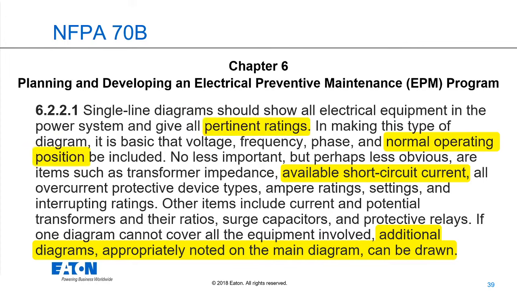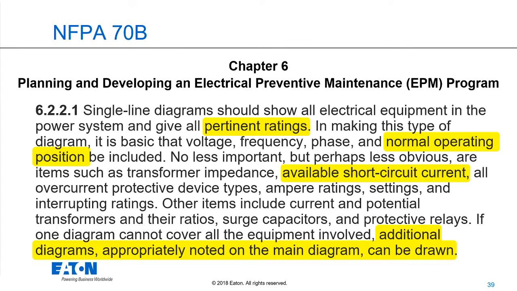So in 70B there is a specific section, 6.2.2.1, which is focused on the single line diagram, and it tells you what it should have on it. It should have all of the electrical equipment in the power system, and give any of the pertinent ratings. Now, that's a term that we use. You may find it very pertinent to put the impedance of a motor on the diagram for whatever reason in your facility, but it may not be pertinent for me to put the impedance of a motor on my one line diagram. So what is pertinent to you may differ from facility to facility, which is I think why single line diagrams are not all exactly the same.